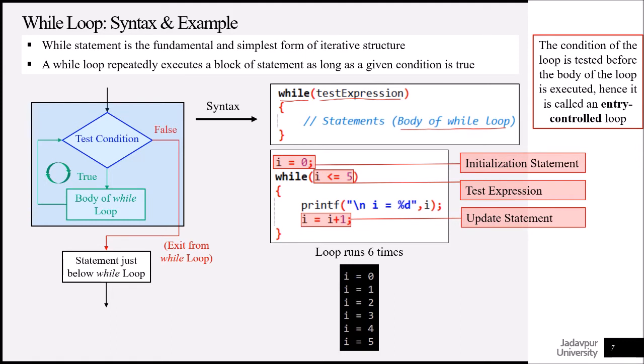So this is an example of a while loop. By the way, one more thing is that the initialization statement i equal to 0 need not be right before the while loop. It could be anywhere before the while statement, but it is also important to initialize to a particular value so that you have an idea, depending on the test expression and the update statement, how many times the loop is going to run.